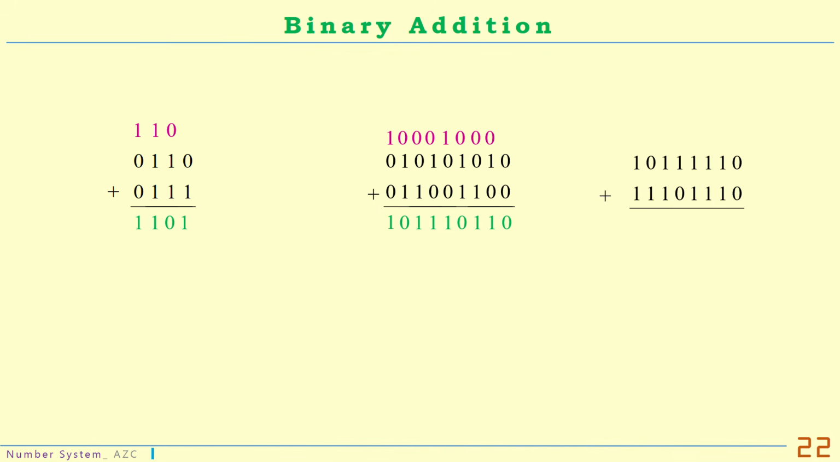Perform binary addition 10111110 plus 11101110. Answer is 110101100.